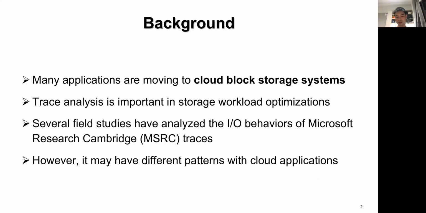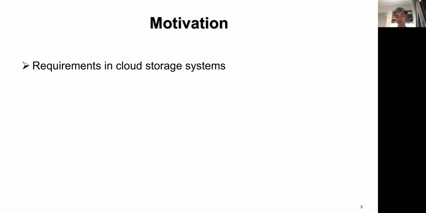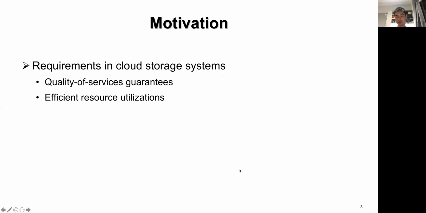However, the MSRC traces were collected from enterprise data centers more than a decade ago and may not necessarily reflect the actual I/O behaviors of today's cloud block storage systems. Therefore, we may need to collect traces from real production cloud storage systems and perform the analysis on them. Cloud block storage systems should maintain quality of service guarantees such as low latency requests and fairness. Also, they should provide efficient resource utilization policies to improve endurance on storage devices.